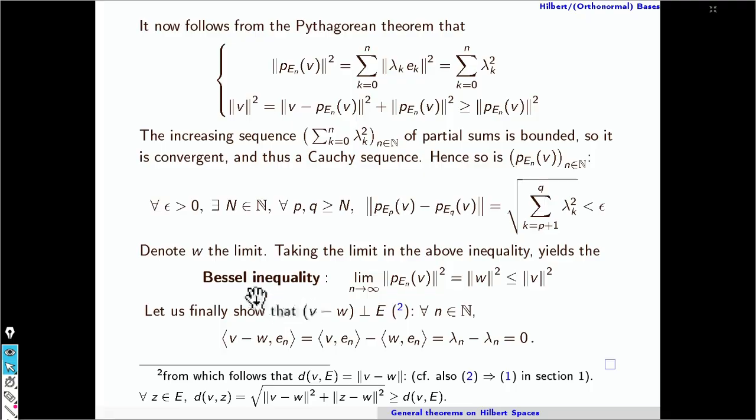Let us now finally show that W is a projection of V onto the closure of F. We now use a property that we have mentioned, that if we are orthogonal to a set, then we are orthogonal to the closed linear subspace it generates. So here we just need to show that V minus W is orthogonal to the generating family of vectors of F and of F closure.